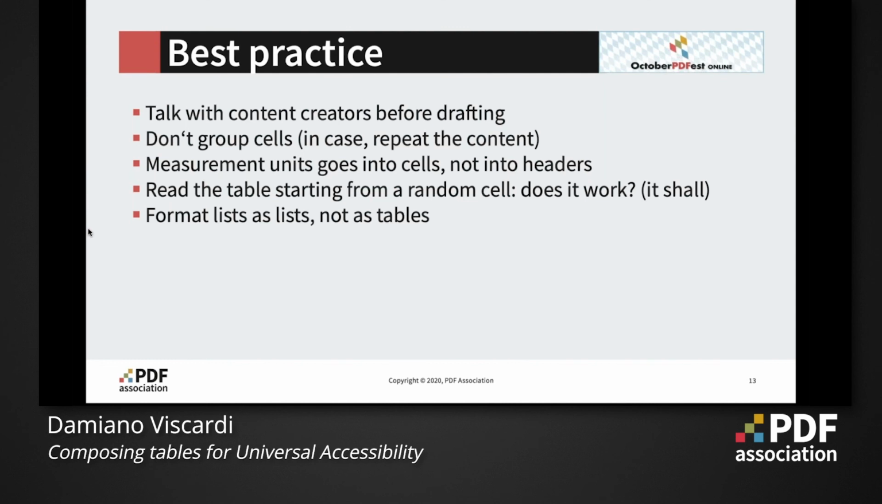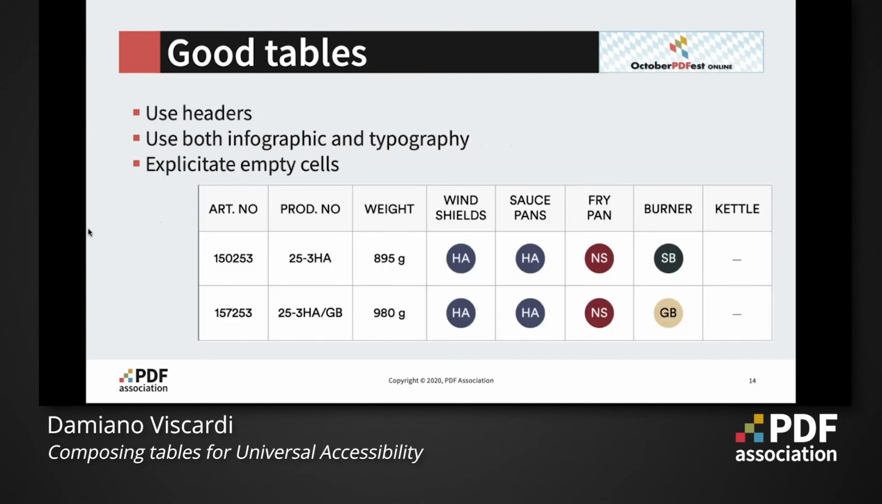And make sure to check the table before publishing it. Just try to read the table starting from a random cell, from any of the cells, or reading a single row or a single column, isolate the content and try to understand what the table is telling. If it works, it's okay. If you have to think too much about the content, it's not okay. And always format lists as lists and not as tables. Do not use tables to make lists.